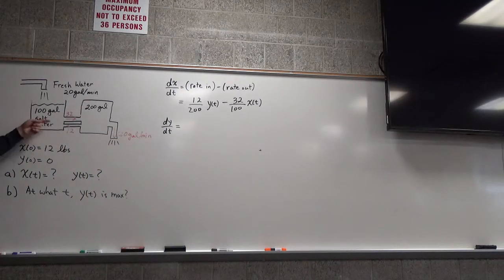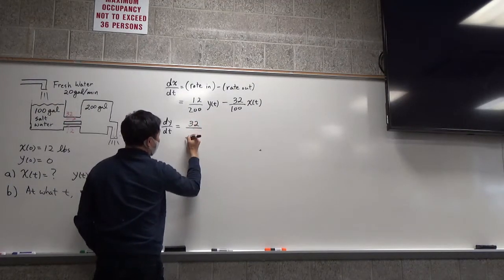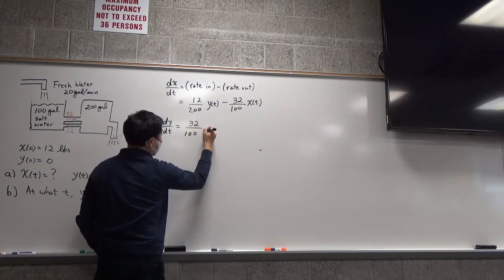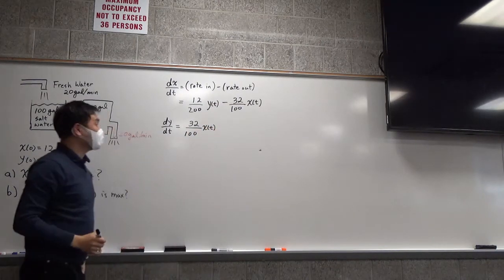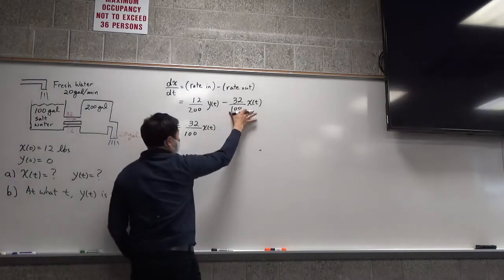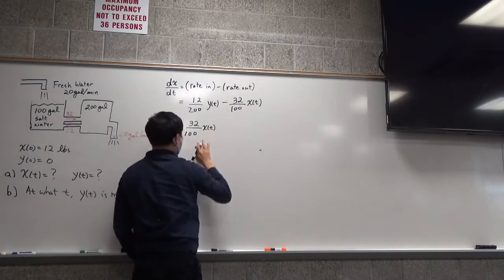And the only thing that's coming in is this one, right? So we should put what? 32 over 100 x of t. So what's being lost is actually gained in here. So these are actually the same.